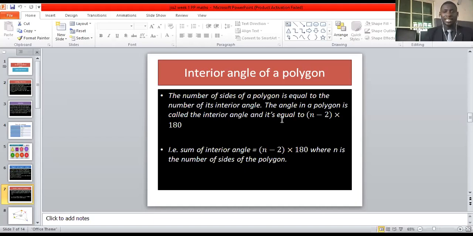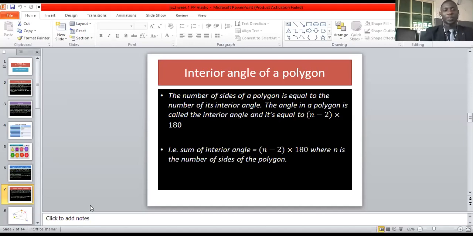I believe you know that the sum of angles in a quadrilateral is 360. And it has how many sides? 4. Put 4 in the place of n. Then you have 4 minus 2 times 180. 4 minus 2 is 2. 2 times 180 will give you 360 degrees. That is, the sum of interior angles equals n minus 2 times 180, where n is the number of sides.